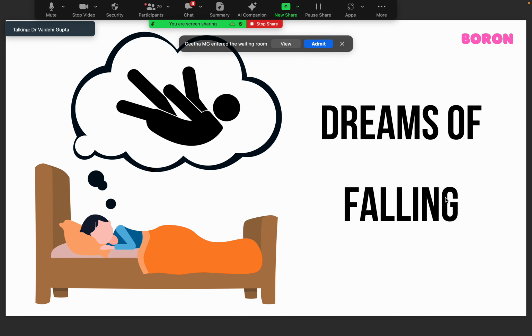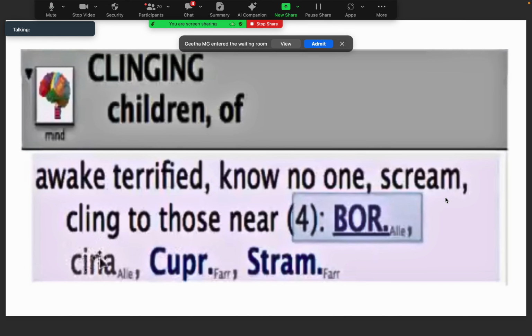Even boron has dreams of falling. There is a rubric, clinging, children, awake terrified, no one, scream, cling to those near. Here it's borax. So the child, when they get up, is terrified and just wants to cling to anyone who is near them. It can be his mother, it can be his relative or anyone. Even if he doesn't know who is near him, he will just cling to him.